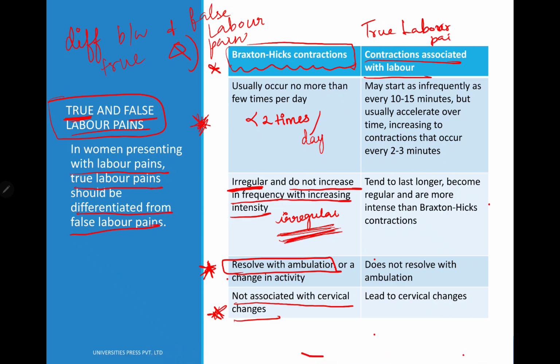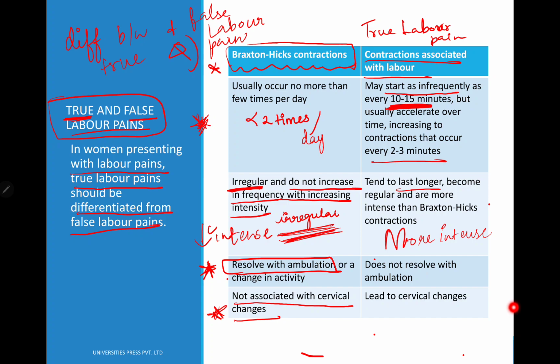True labor pain may start as infrequently as every 10 to 15 minutes, but usually accelerates over time, increasing to contractions that occur every 2 to 3 minutes. It tends to last longer, become regular, and is more intense. Braxton Hicks contractions are irregular and less intense, whereas the true labor pain is going to be more intense as compared to the Braxton Hicks contractions.